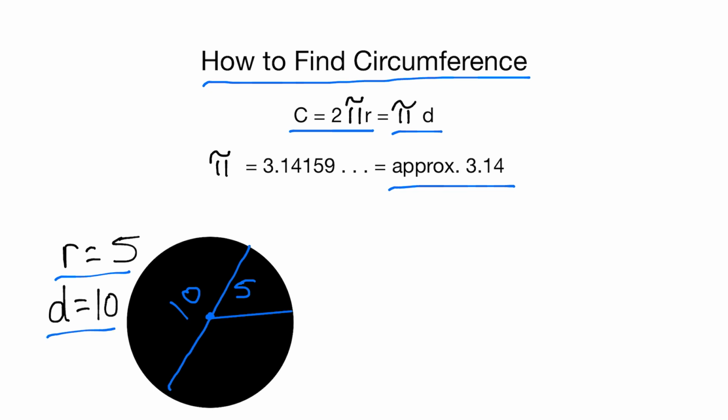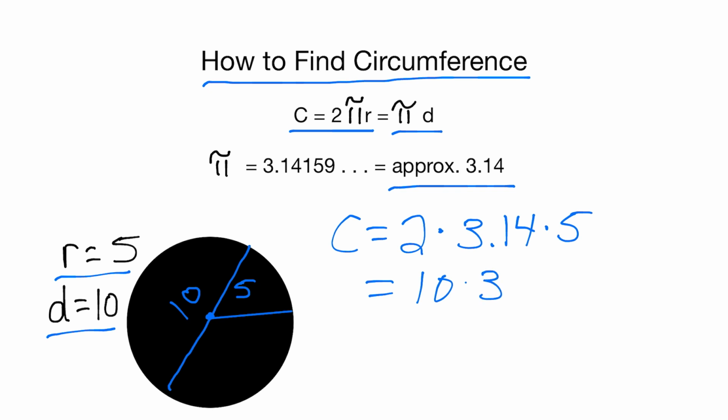So here we have an example of a circle with a radius of 5 or a diameter of 10. A radius of 5 and a diameter of 10. So the circumference would be 2 times 3.14, our approximation for pi, times the radius, which is 5. We can multiply these in any order, so I'm going to multiply the 2 times the 5 first. 10 times 3.14 equals approximately 31.4.